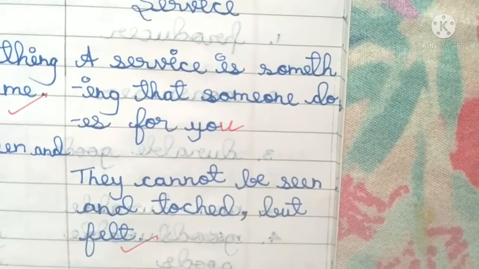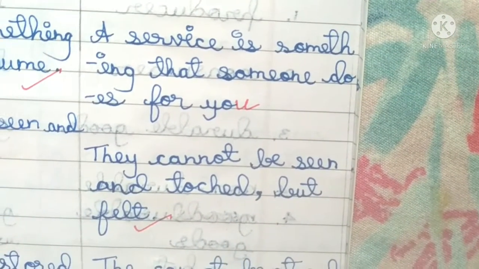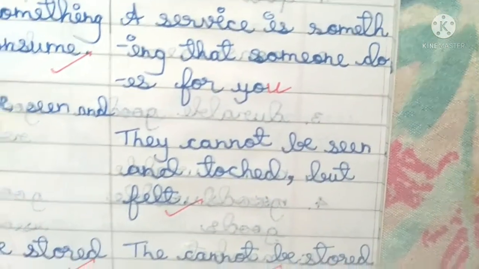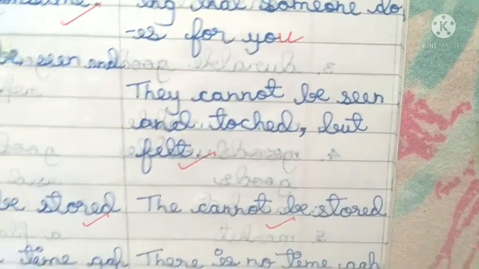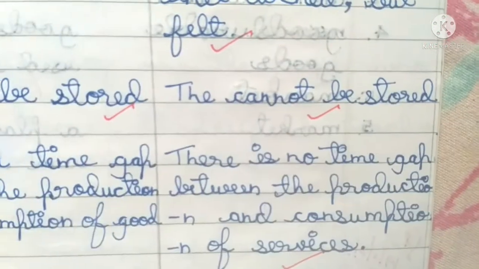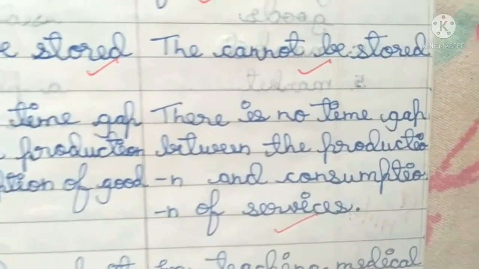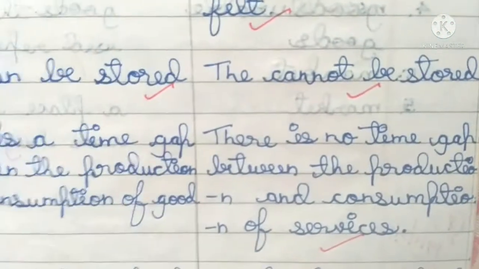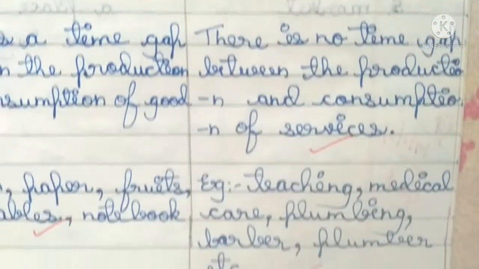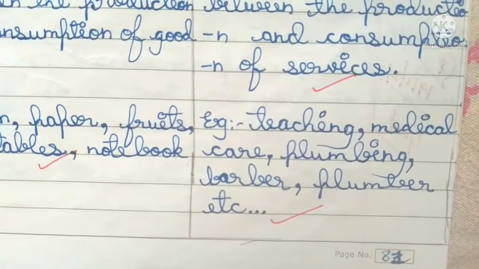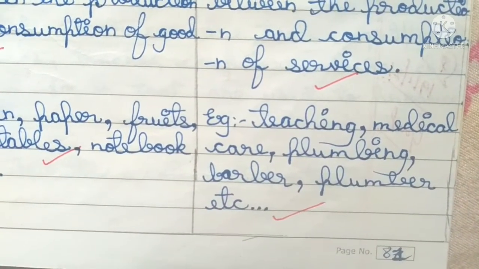Services. A service is something that someone does for you. They cannot be seen and touched but felt. They cannot be stored. There is no time gap between the production and consumption of services. Examples: teaching, medical care, plumbing, barber, plumber, etc.